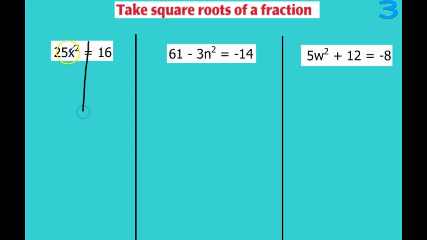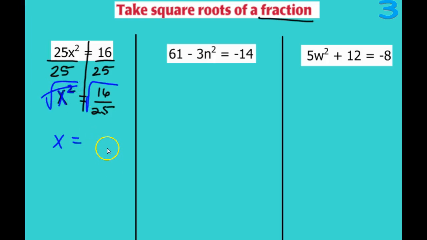Alright, first we need to get rid of this multiplication. I'm going to divide by 25. We have x squared equals 16 over 25. Now this page is focusing on fractions, taking the square root of a fraction. It's a little bit difficult to think what multiplied by itself is going to give us this. So I'm going to undo the square and take the square root.